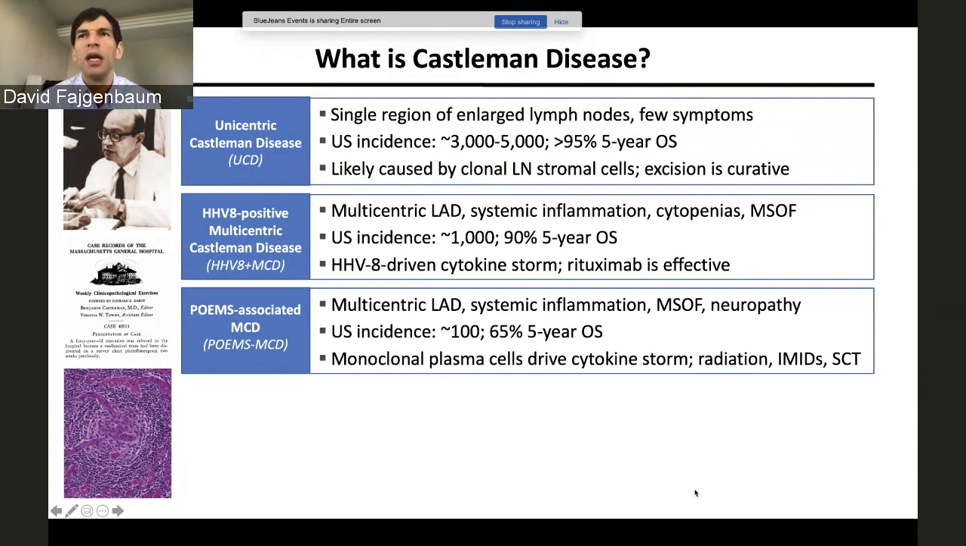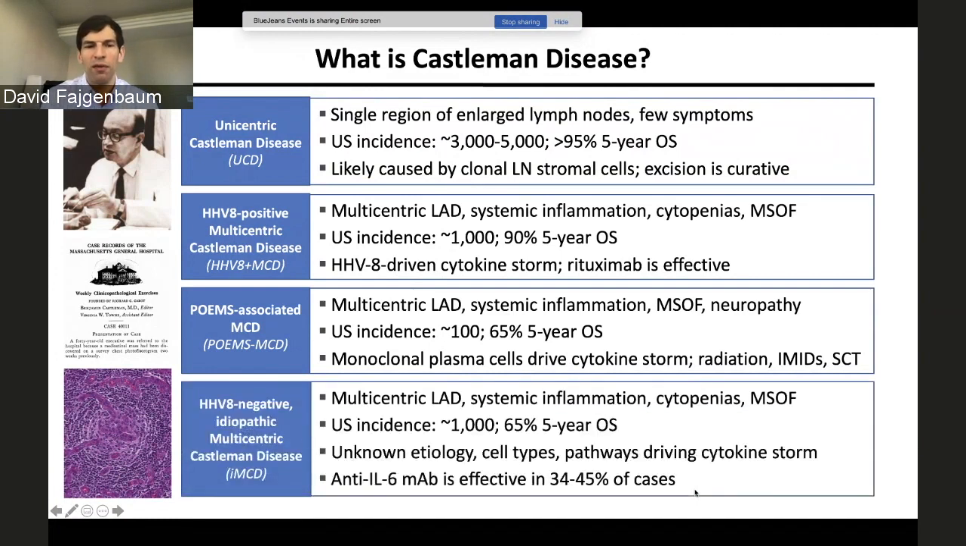The third type of Castleman disease is what's called POEMS-associated MCD. So POEMS is a paraneoplastic syndrome where you have a monoclonal plasma cell population. And in this case, that monoclonal plasma cell population actually produces the cytokines that cause the cytokine storm. And so one form of MCD is caused by a virus, HHV8, igniting the cytokine storm. Another form is caused by POEMS, where it's this cancer cell population that ignites the cytokine storm.